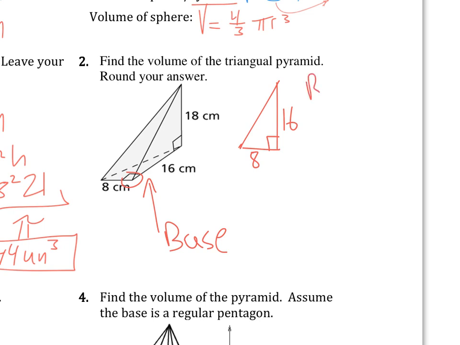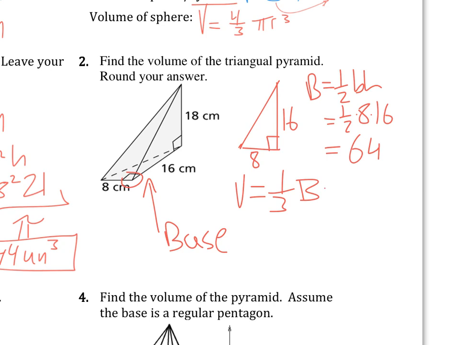So the base area, since it's a triangle, is 1/2 base times height, little b. So it's 1/2 times 8 times 16. Well, half of 8 is 4. 4 times 16 is 64. So volume equals 1/3 area of the base times the height. And so we have 1/3 times 64 times the height of 18.